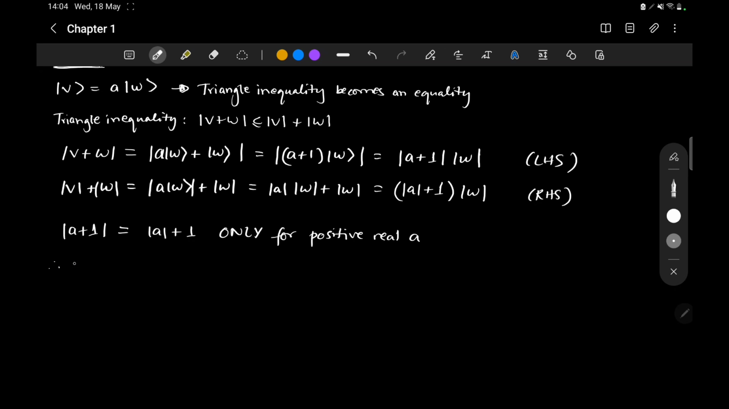So therefore we get, for real positive a, this reduces to simply a plus 1, and we see that this equality is being satisfied in the triangle inequality for such a given case where v is a scalar multiple of w, a being a real positive scalar. So we have completed this question.